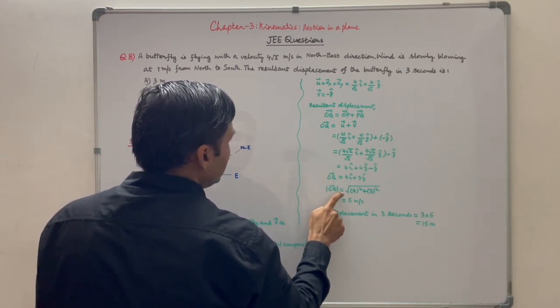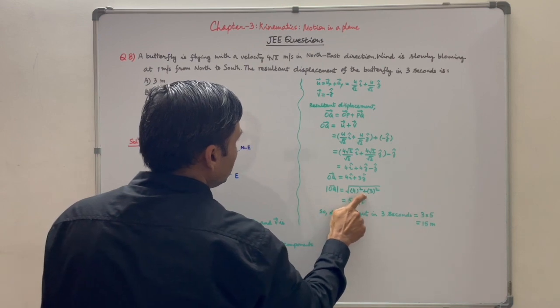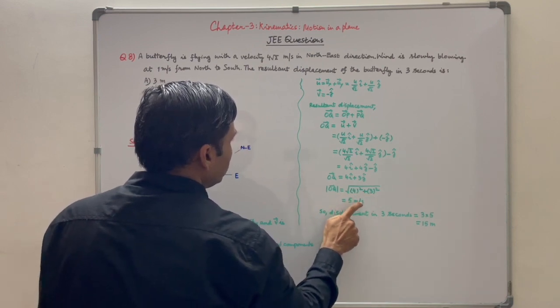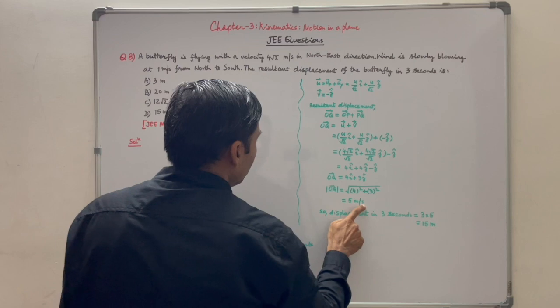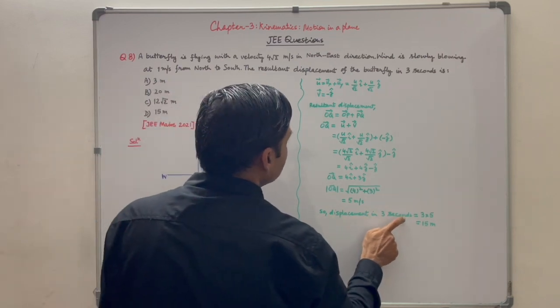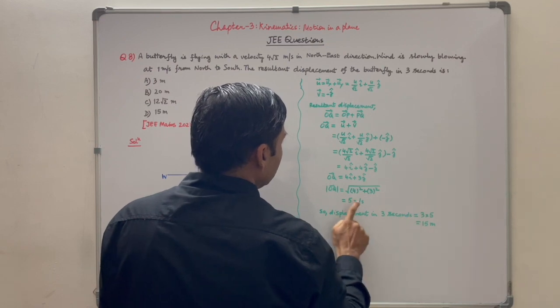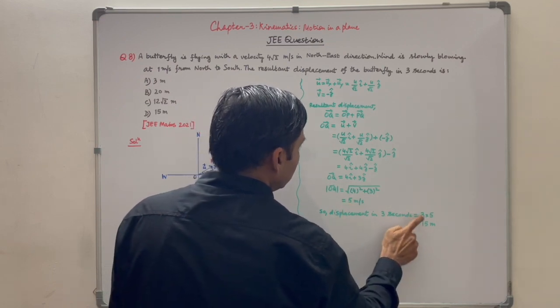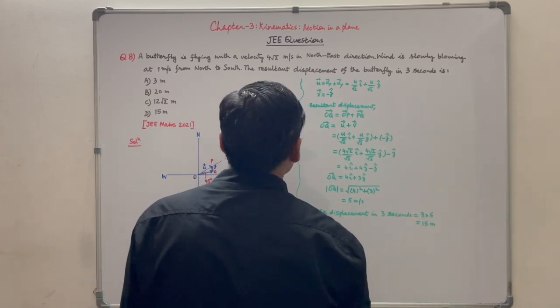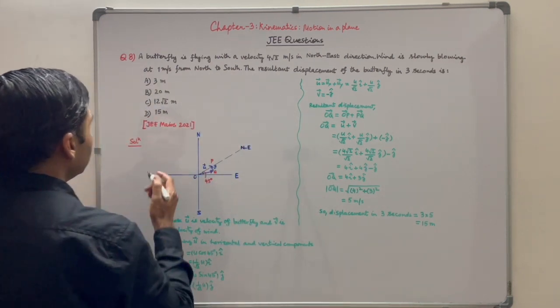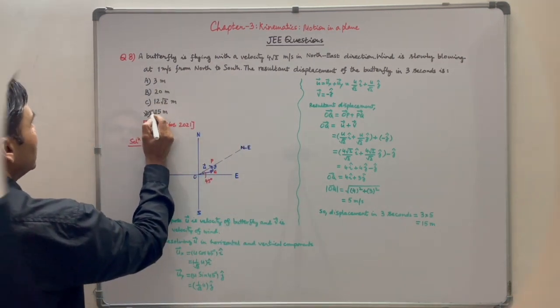Magnitude of OQ will be under root 4 square plus 3 square, that is 5 meter per second. We have to find out displacement in 3 seconds, and that is equal to time into velocity. That is 3 into 5, that is 15 meter. So the correct option is option D.